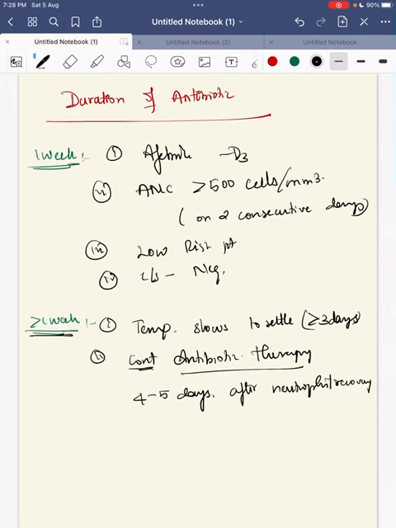So we have seen the definition, severity of neutropenia, most common organisms causing it, risk assessment, examination of a child, investigations, management, the duration of how long you should give the antibiotic therapy, and prophylaxis. Okay, I have cut short the flow chart and everything.